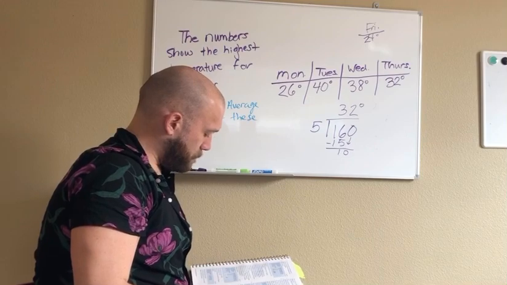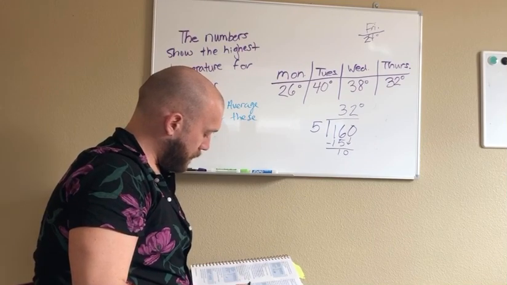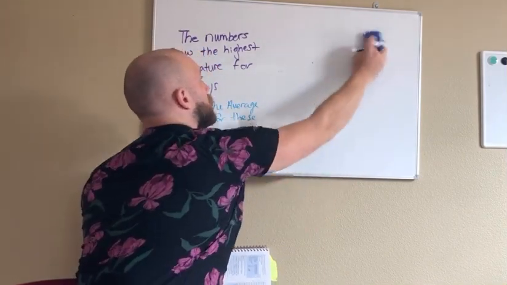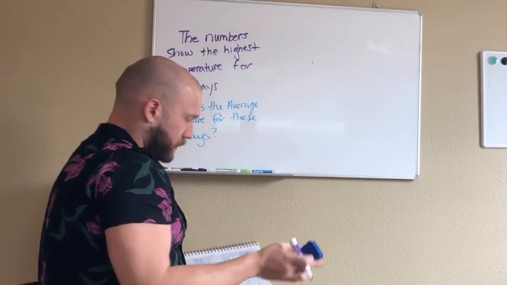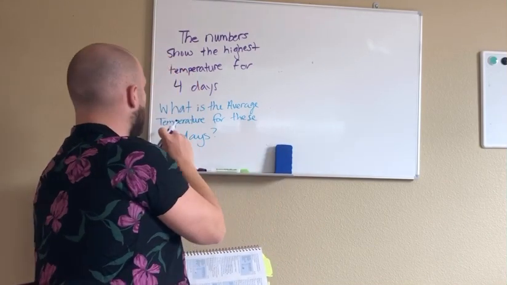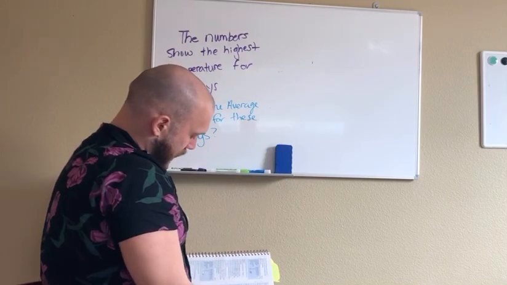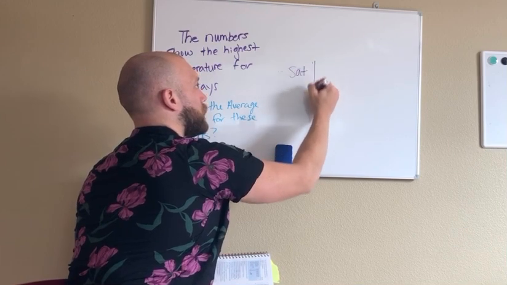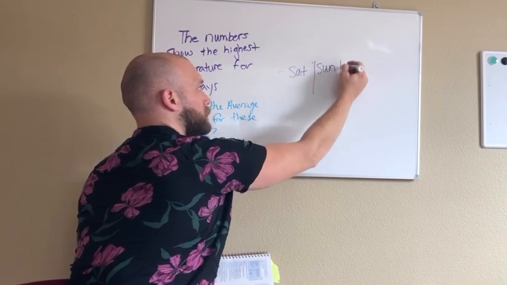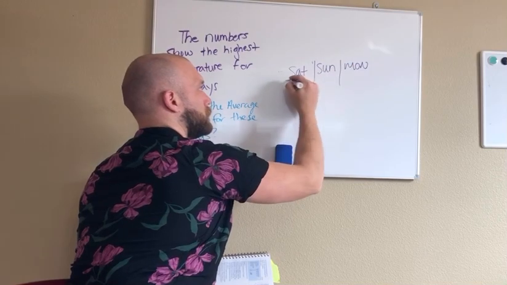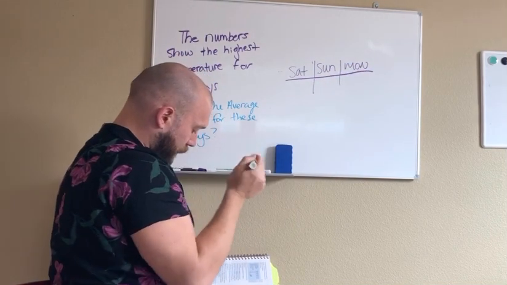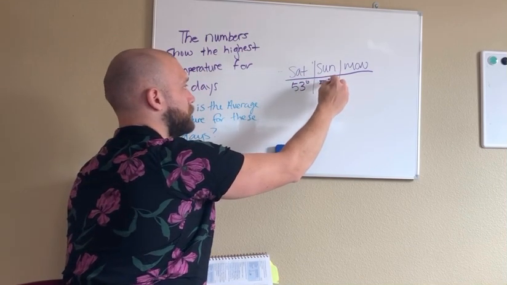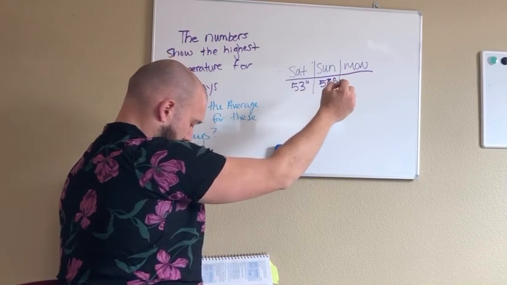All right. So I'm going to do a new setup. So instead of 4 days, now we're just going to start with 3. So the average temperature for Saturday, Sunday, Monday is 53 degrees, 57 degrees, and 46 degrees.